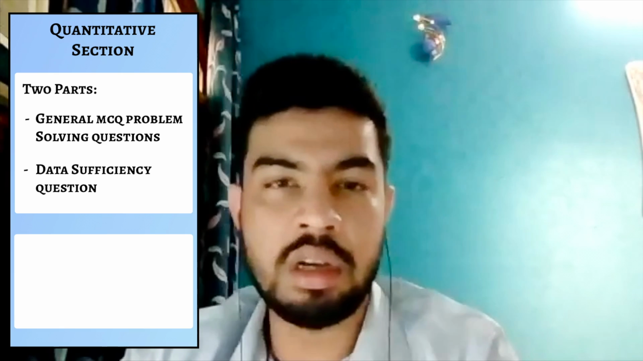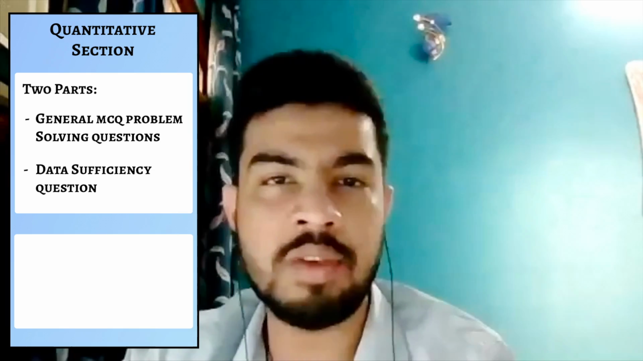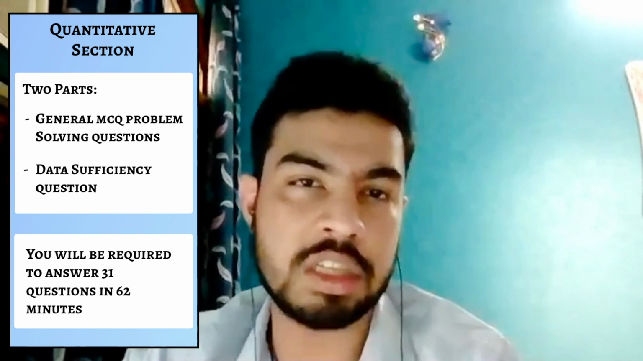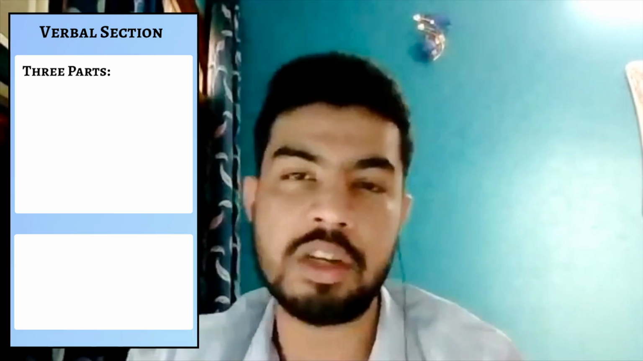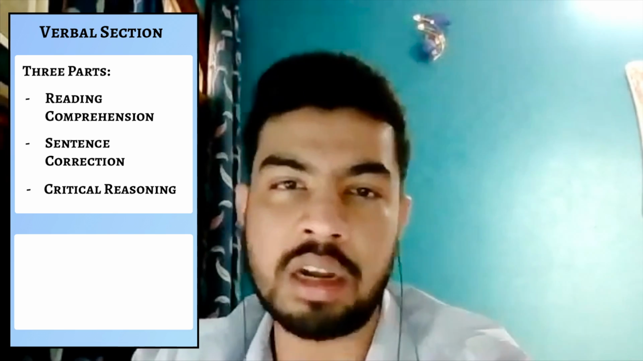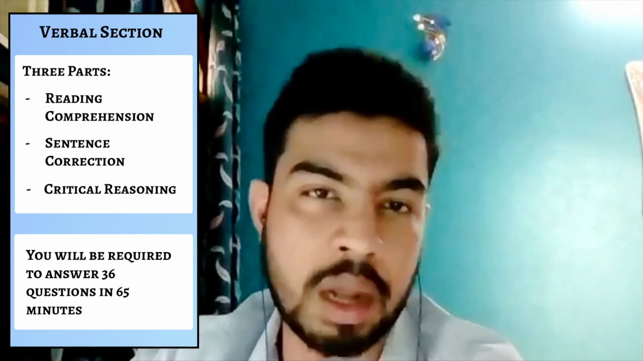The third section is the quant. Quant has two parts. The first one is general MCQ questions, and the second one is data sufficiency questions. The quant section has 31 questions, and you are given 62 minutes to attempt that. This contributes directly to your overall score out of 800. And the last section is the verbal section. The verbal section is subdivided into reading comprehension, sentence correction, and critical reasoning. This section has 35 questions, and you are given 65 minutes to attempt that.